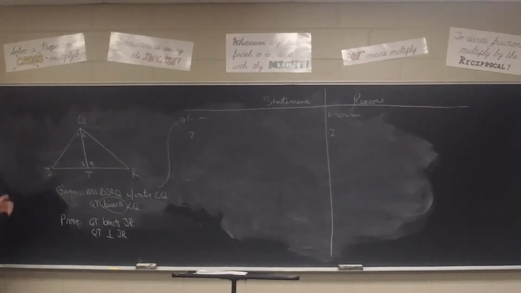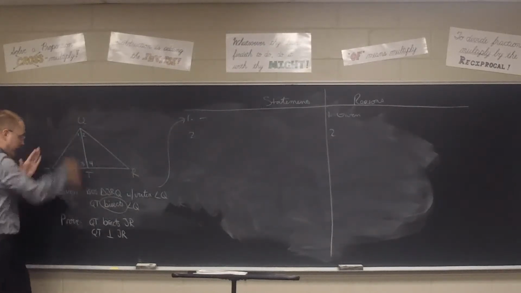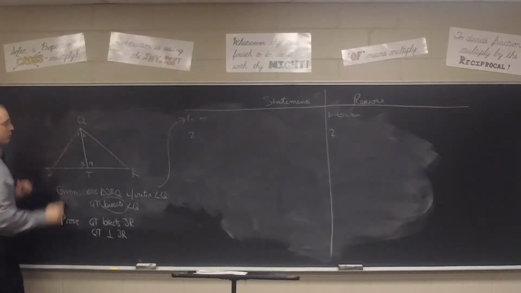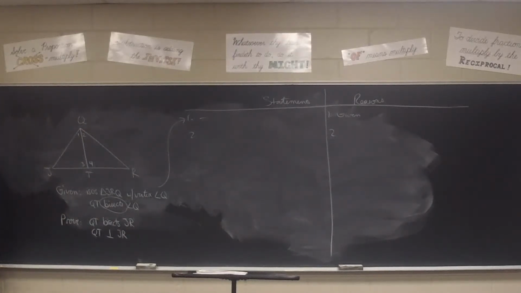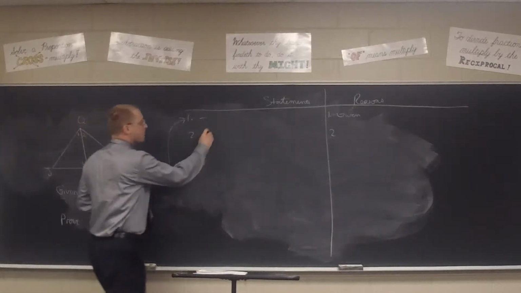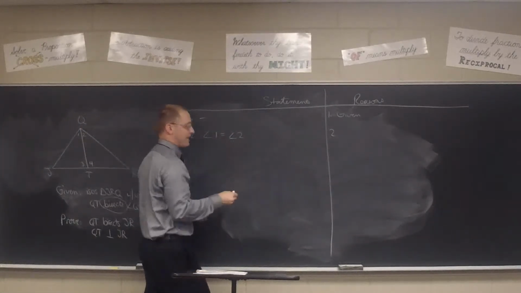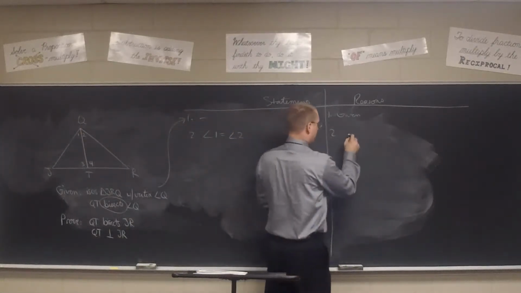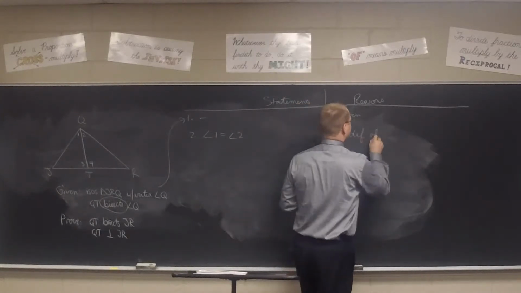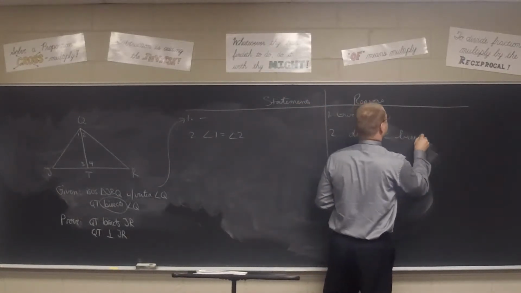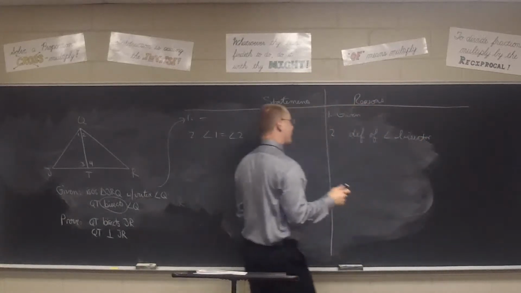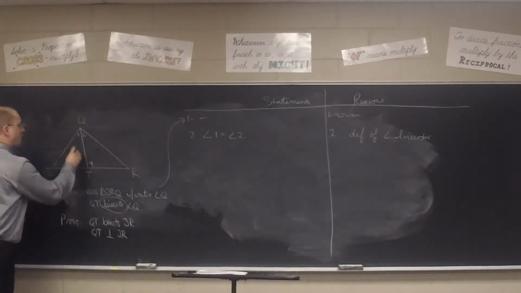So Chris, coming back to you now that we've numbered the angles, QT bisects angle Q. What must be true? Angle 1 must equal angle 2. And how do we know those 2 angles have to be equal? Angle bisector. Good, based on the definition of an angle bisector. It's that which divides an angle into 2 equal parts, or 2 equal angles. Therefore, those are the 2 equal angles.